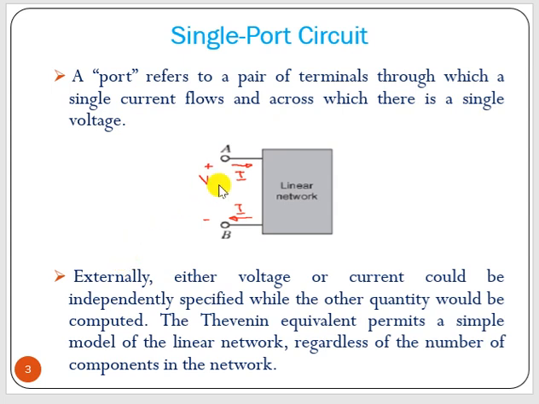Now, externally, either a voltage or current could be independently specified, while the other quantity would be computed. If you connect a voltage source, you can measure the current. You can connect a current source, you can measure the voltage. The Thevenin equivalent permits a simple model of a linear network regardless of the number of components in the network here in the black box. So this is for the single port circuit.